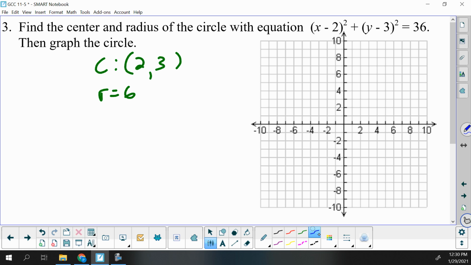Now when we go to plot these, we'll plot the center 2, 3, and the radius is 6. So we're going to go out 6 in 4 directions, up, down, left, and right. So plot 4 points, 6 up from our center, which would be right here, 6 down from our center, which would be there, and do 6 to the left and 6 to the right. Once you've done that, you want to get out your compass.